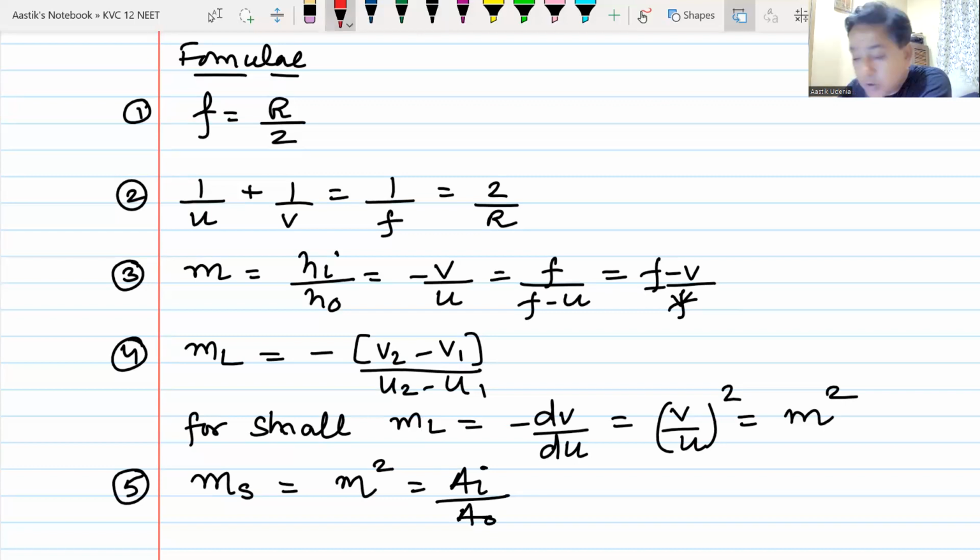Remember, for a concave mirror, focal length is negative. For a convex mirror, focal length is positive. For real objects, u is negative. For virtual objects, u is positive. If the image is real, magnification is negative. If the image is virtual, magnification is positive. Do we all understand and remember this? Yes, sir.